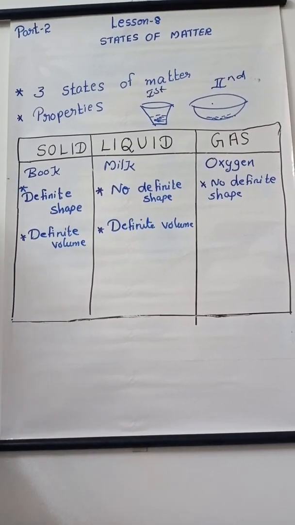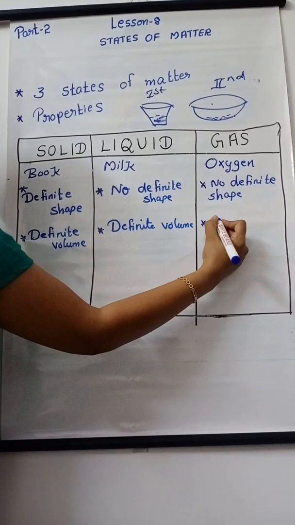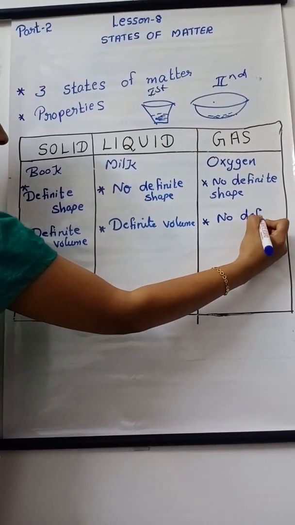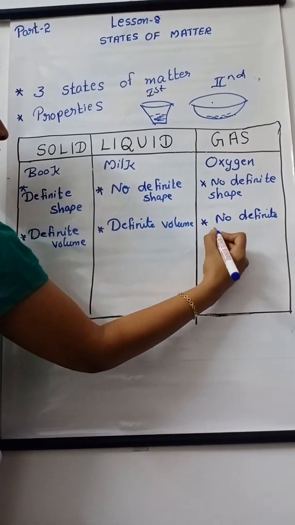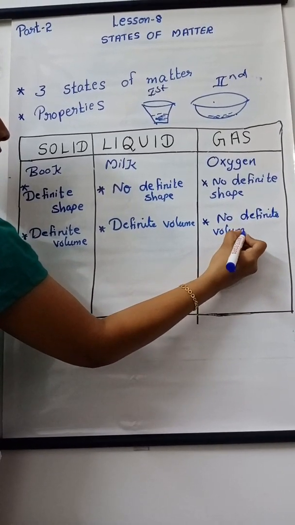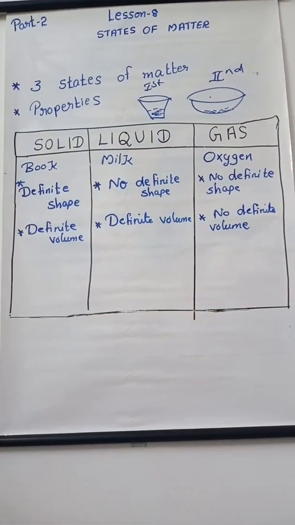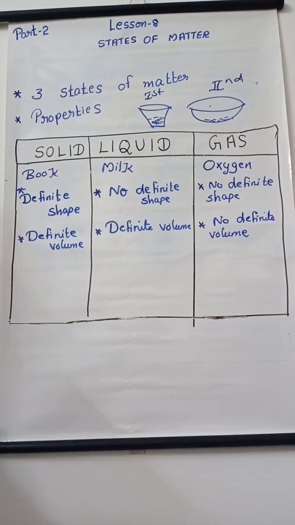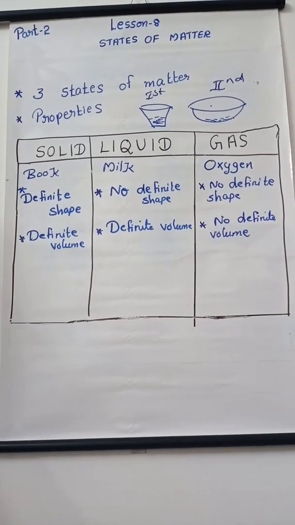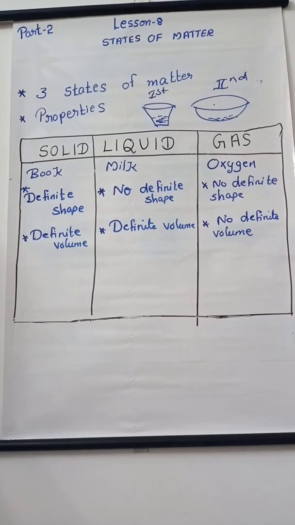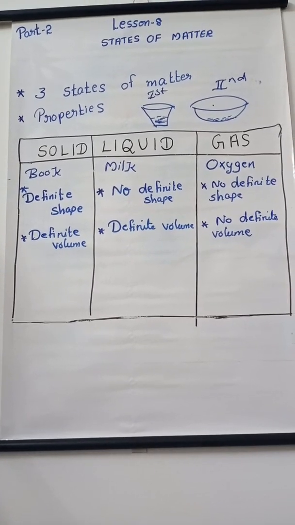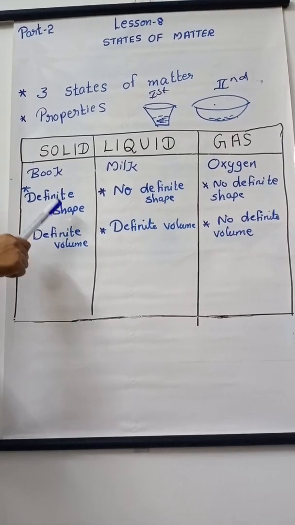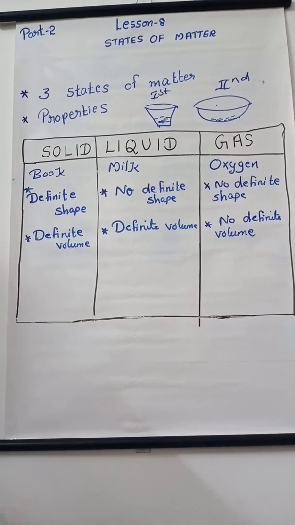Gases do not have definite volume. Why? Because we cannot see the gases, and if we are blowing the balloon, after some time we can say that it will shrink. So thus we can say that these gases do not have definite volume. So one property that we have learned is about the shape, and next property is about the volume.